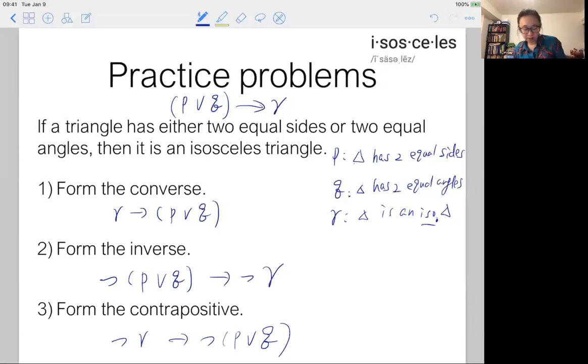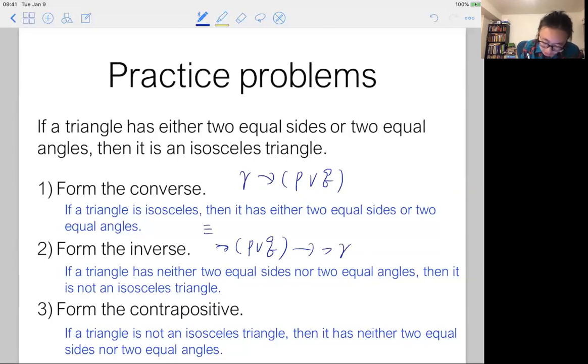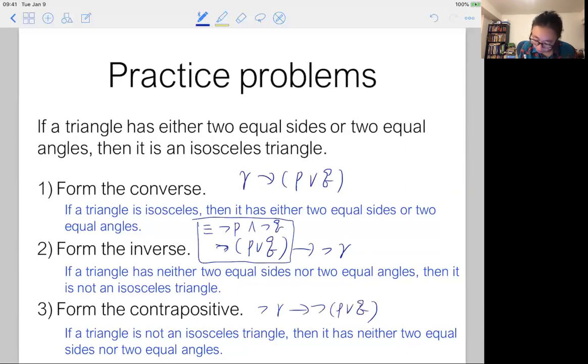Now I need to translate it back to English. First of all, let me copy my statement, the inverse. For the inverse, I can also bring the negation inside, so that becomes not P and not Q, which is the first part. And the last one, the contrapositive, not R implies not P or Q, which is logically equivalent to not P and not Q.